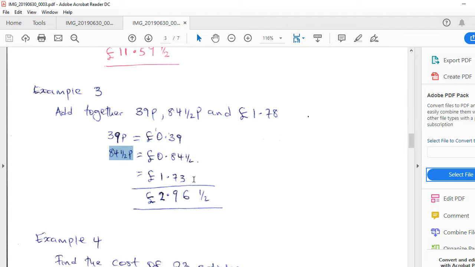So half plus 0 plus 0 is half, right? 9 plus 4 is 13, plus 3, that's 16. You put 6, you take 1 up. So basically 8 plus 3, that's 11, plus 1, 12. 12 plus 7, that's 19. You put 9 here, you take 1 up. So that's 1 plus 1, that's 2. So basically the addition of all this will give us 2.96 half pound, which could be stated as 2 pound 96 and a half pence. So that's basically the idea.